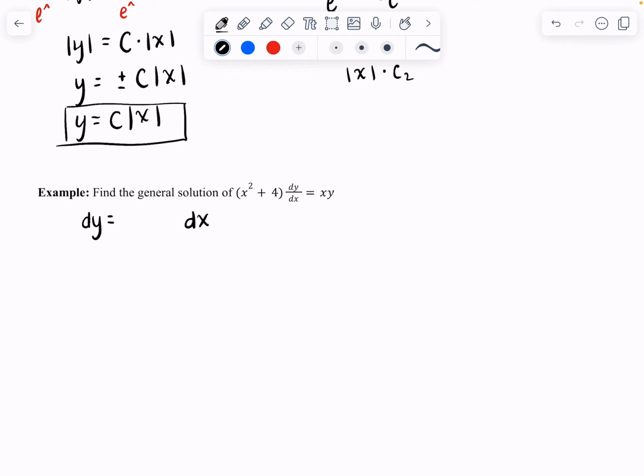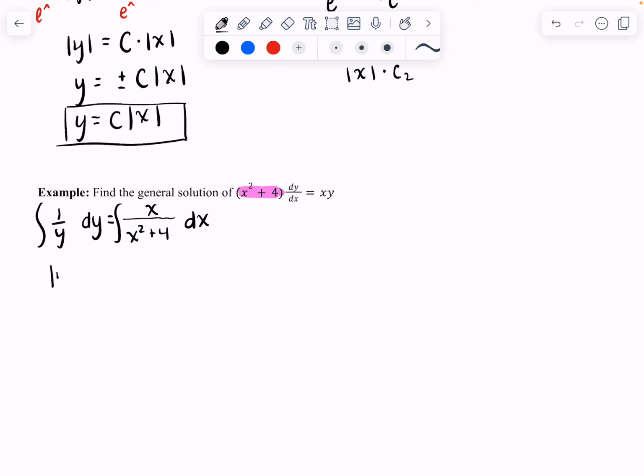And then I need to move the x squared plus 4, right? I'm going to divide by this x squared plus 4 to move it to the other side. The x is going to stay on the right-hand side, and then we're going to divide both sides by y to get 1 over y over here. Now that we've separated our variables, we can integrate both sides.